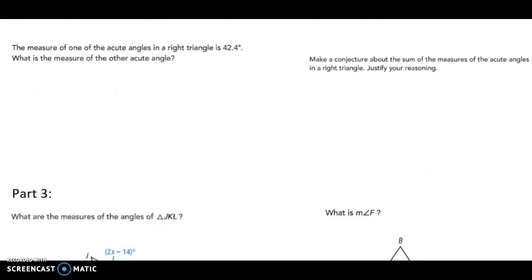Okay, let's move on. On the back page, the measure of one of the acute angles in a right triangle is 42.4. What is the measure of the other acute angle? Now you notice that it says a right triangle. All right triangles have, by definition, a right angle in them. And so we know that we have 180. We know that we have one that is going to be a 90-degree angle just because it's a right angle. And then we also know that the other angle is 42.4, and then an unknown angle of x or y or whatever that is.